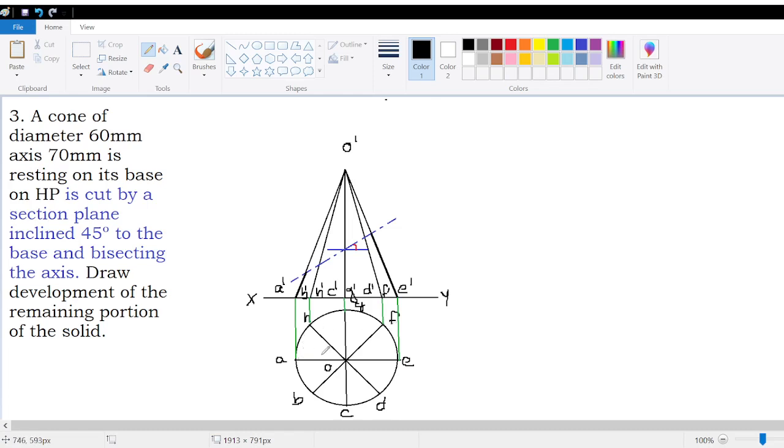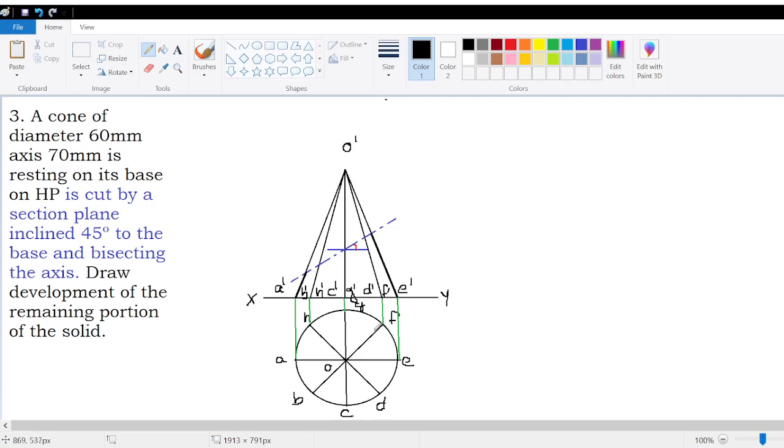So first draw a horizontal line, then draw a line at an angle of 90 degrees, or a vertical line, and you divide this at 45 degrees each from either side. This will give you 8 equal divisions, and I've started numbering in the anti-clockwise direction, starting from A here. Then you draw projectors to meet the XY line and locate the points A dash, B dash, etc. up to S dash. Now the axis is given as 70 mm.